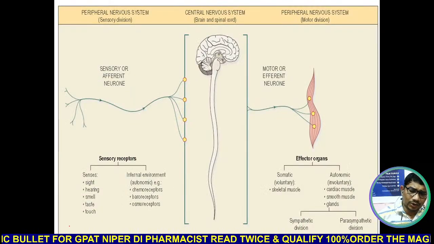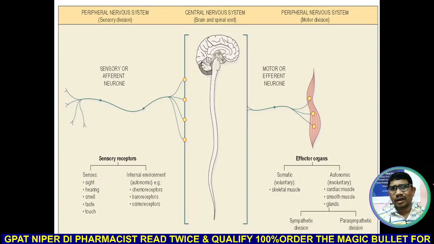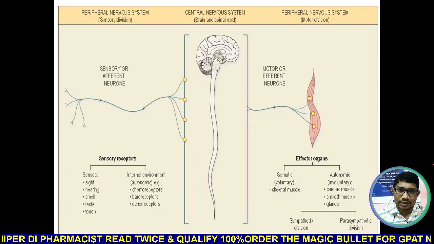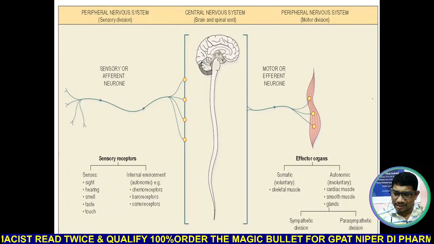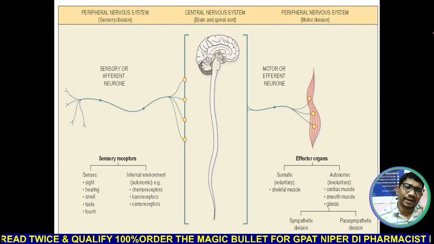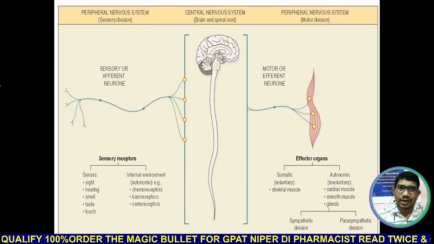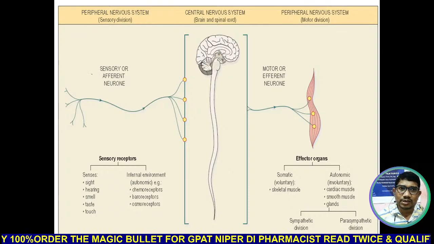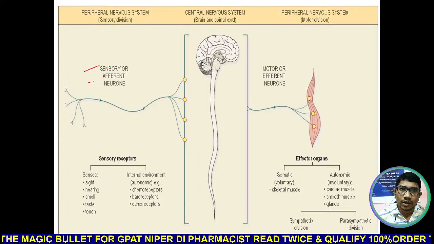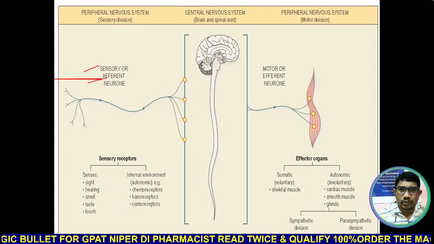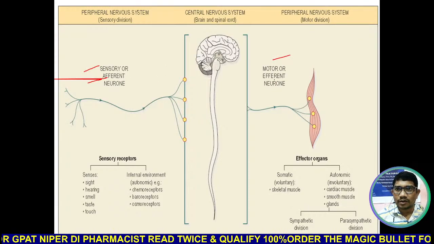Now there are two terms. What do you mean by sensory nerve? What do you mean by motor nerve? There are two types. I am just explaining these things using diagrams. There is a theoretical part in this as well. The first part is known as the sensory nerve, or afferent nerve or neuron. The second term is the motor neuron, or efferent nerve.